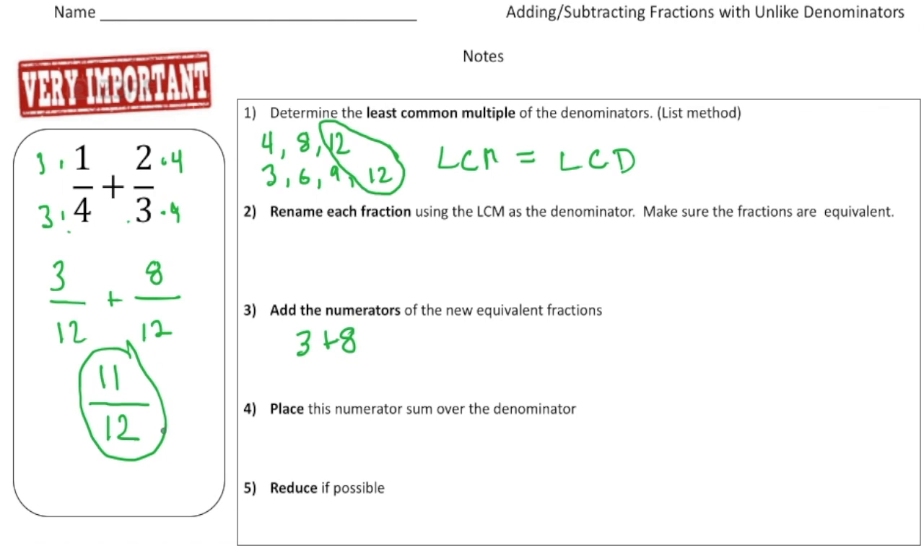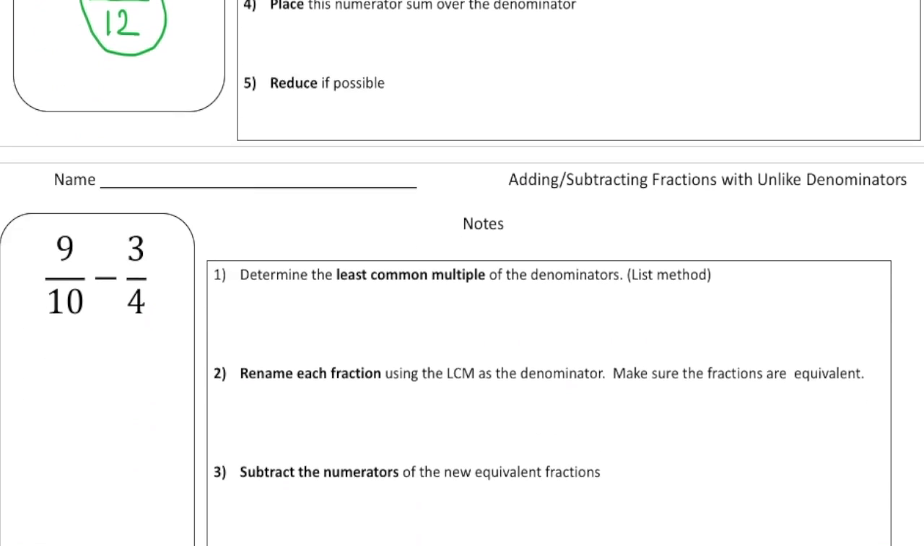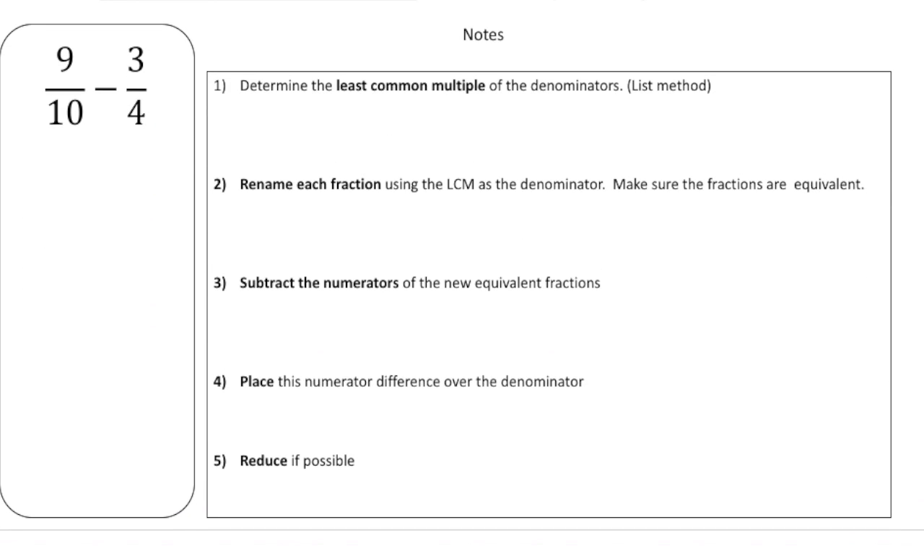Alright, now one thing you cannot do is add these denominators. Alright, so the whole idea about adding and subtracting fractions is you need to rename the fractions so they have the common denominator. And this 5-step process will walk you through what you need to do that. Alright, let's try one more. So if you turn the page, let's try a problem involving subtraction.